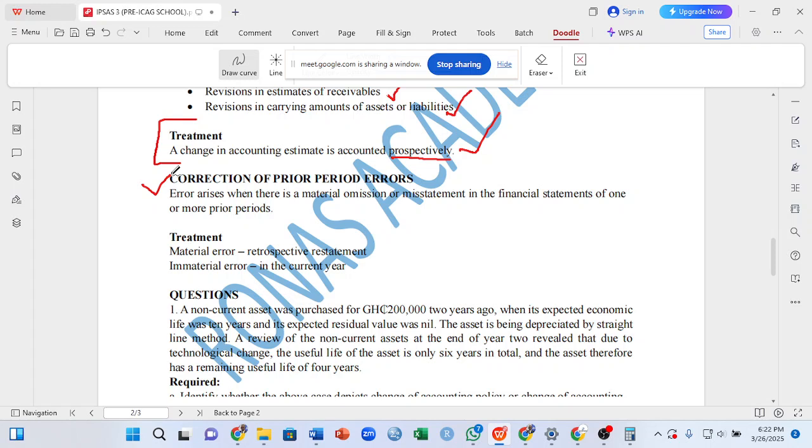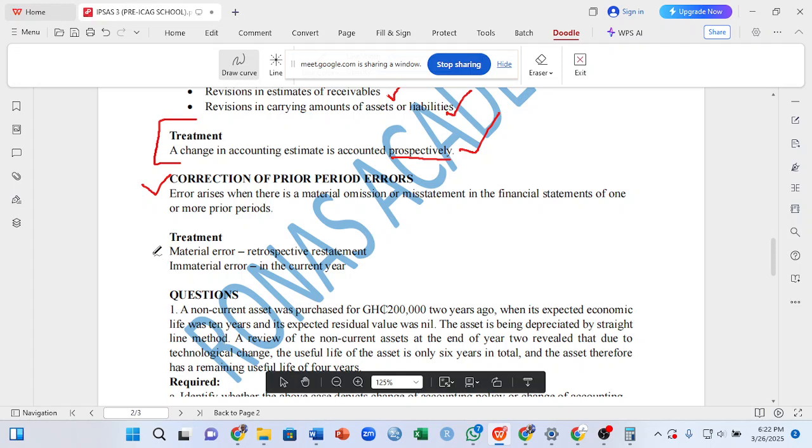When we talk of material error in this context, it refers to errors that relate to a prior period. Prior period here means if I'm in 2025, the prior year before 2025 will be 2024. So if you have an error affecting a prior period, it is deemed a material error. But if the error occurs in the current year, then we say it's immaterial. Just account for it in that year. It doesn't mean anything complex. It's just based on the nature, which is why we have a classification as material error and immaterial error.